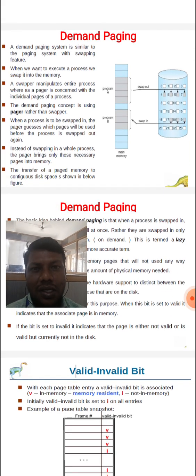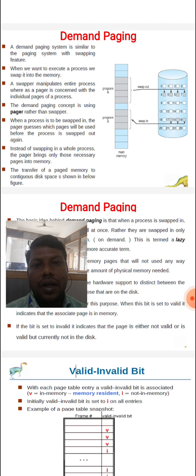Demand paging is nothing but demanding the page which is going to be executed in the main memory. When a process execution is going on, then the next process arrives, and for that the main memory demands the next page to be executed in main memory. A demand paging system is similar to a paging system with swapping features. When we want to execute a process, we swap it into the memory.